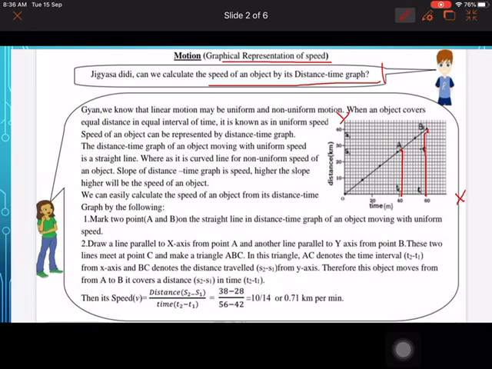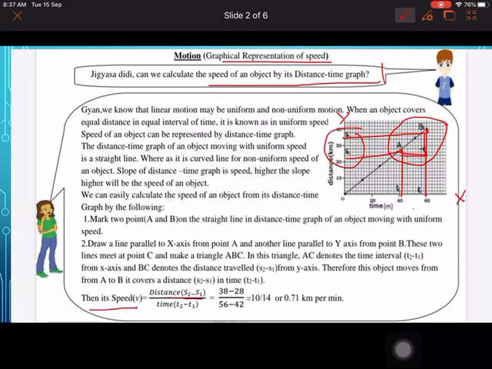Likewise, you have to take one straight line to the y axis from A, marked S1, and another straight line to the y axis from B, which will be marked as S2. When we combine these, a triangle is formed, known as triangle ABC. In this ABC triangle, AC gives you the difference in the time interval and BC gives you the difference in distance, and this will help you calculate the speed.